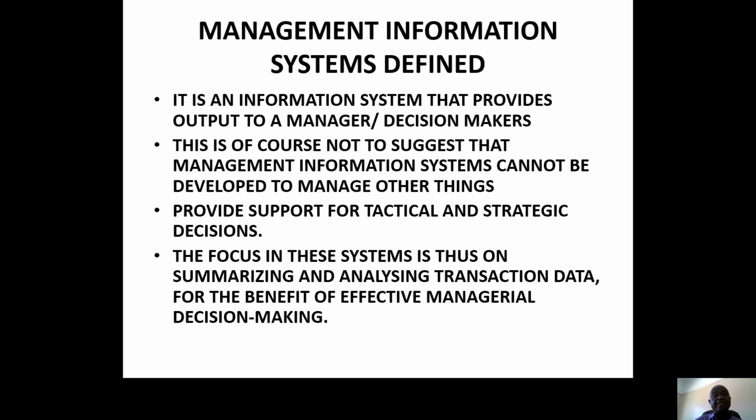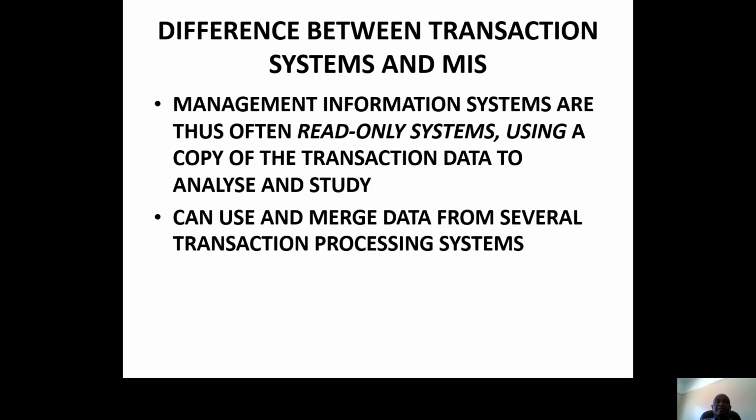So the question is, where is it used on the management triangle? Where in the management organization triangle? The focus in this system is on the summarizing of information. The difference between transaction systems and management information systems: we have defined what information system is, but where does it get its information? It gets it from the transaction data.